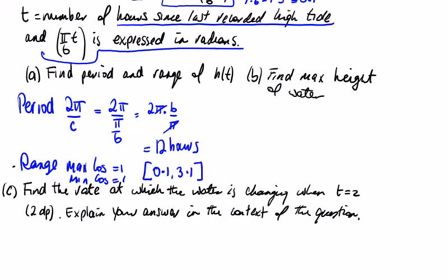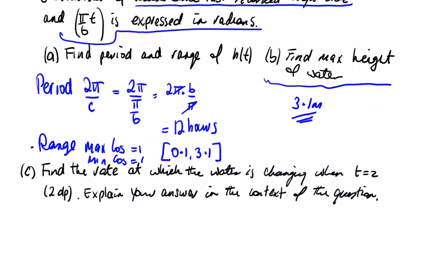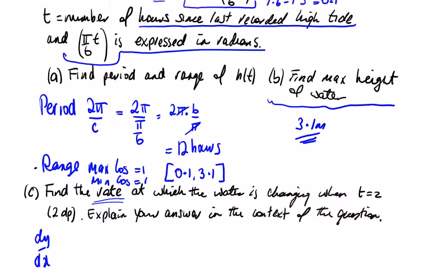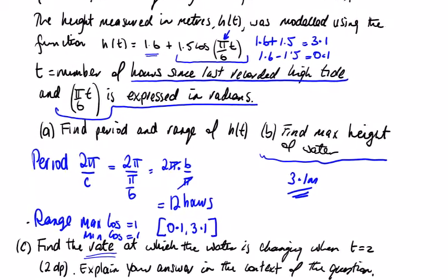And actually we found the max height here, part B. Strange question, seeing as we've already kind of gotten that information. The max height is 3.1 meters. So a couple of easy questions to start this leaving cert higher level question. Find the rate. Once we see rate, we're thinking dy dx, or in this case we're dealing with dh dt.